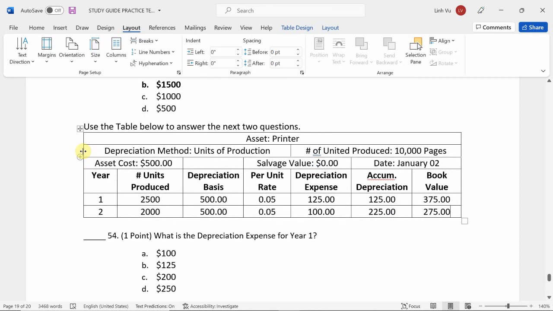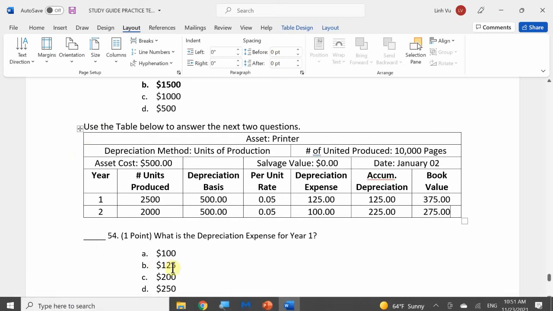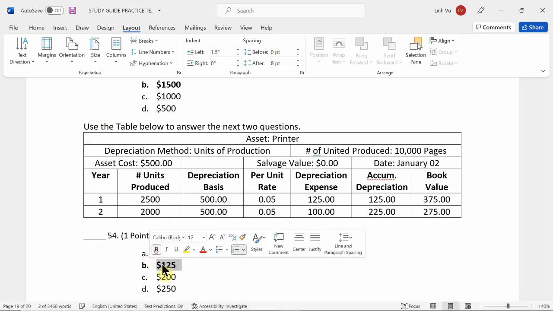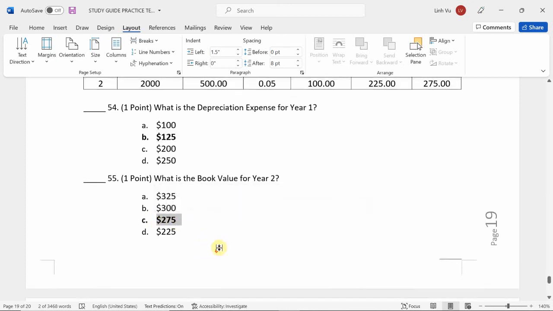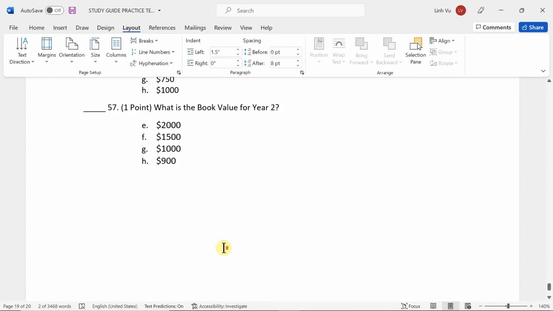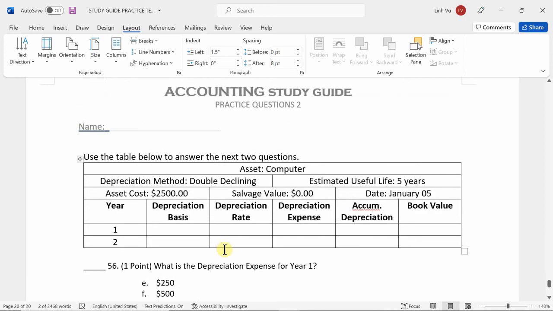Number 54, what is the depreciation expense for year one? 125. Okay. What is the book value for year two? 275. Okay. Last but not least, we have our last one, which is double declining.